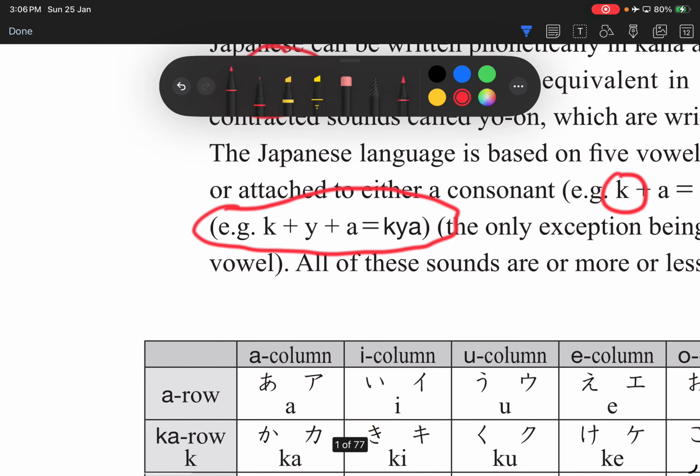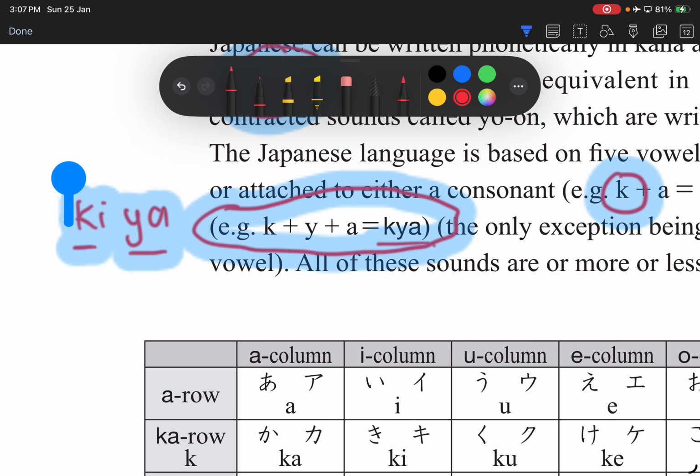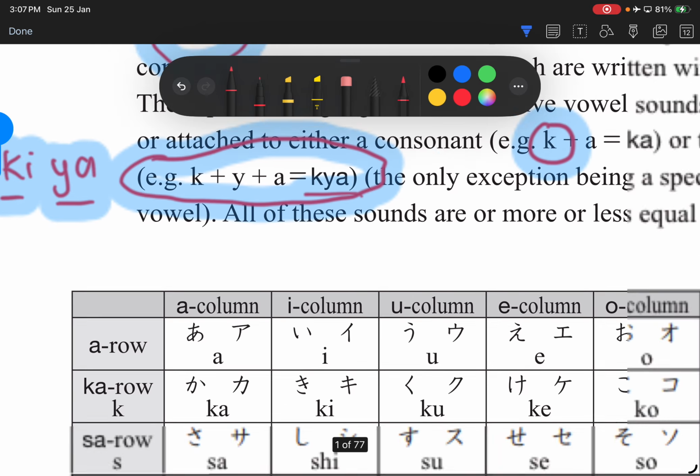So for example, KYA is actually KI and YA. It's supposed to be pronounced ki-ya, but we can pronounce it in one breath and say kya. So this is what we mean by contracted consonant. Okay, we will look at the alphabet system now.